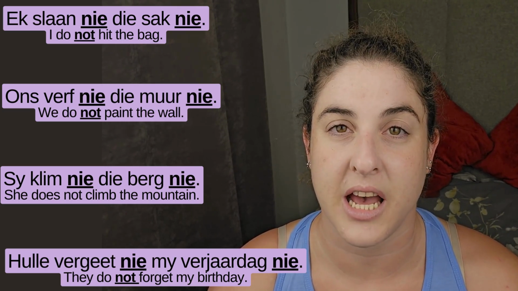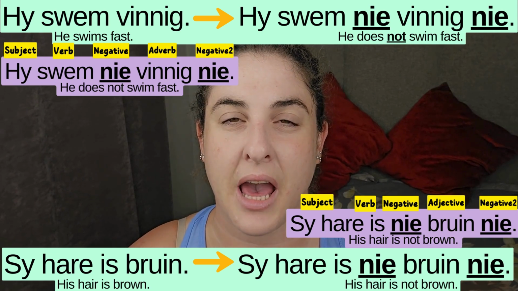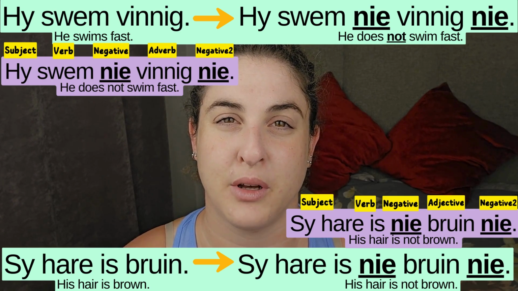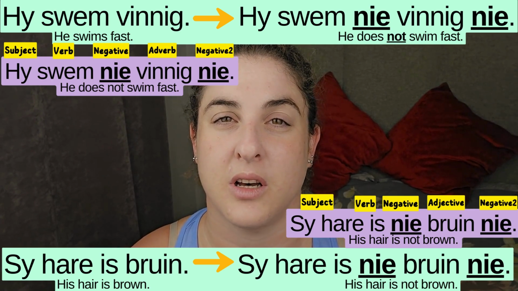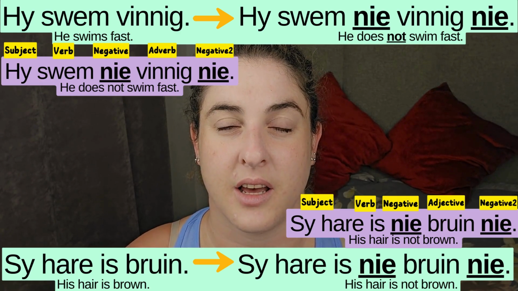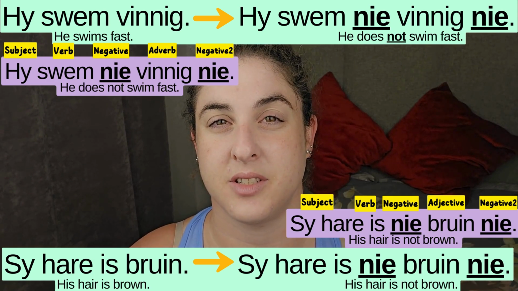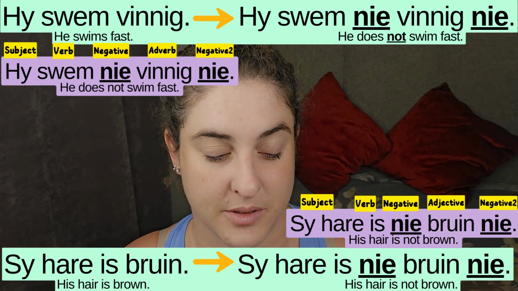And that is, they do not forget my birthday. The next case is the case of either an adverb following the verb, or there is an adjective explaining more about the subject. And in this case, or in both of these cases, it's also double negatives that you will use. So let's look at the top example.